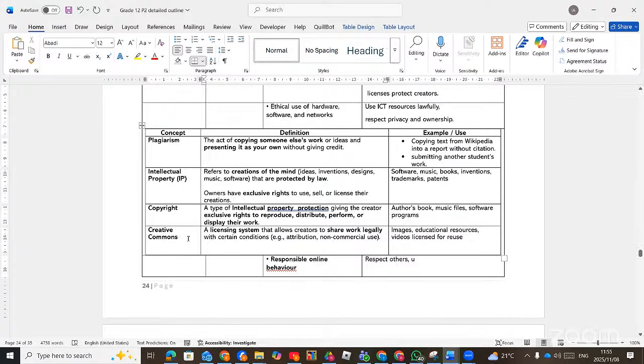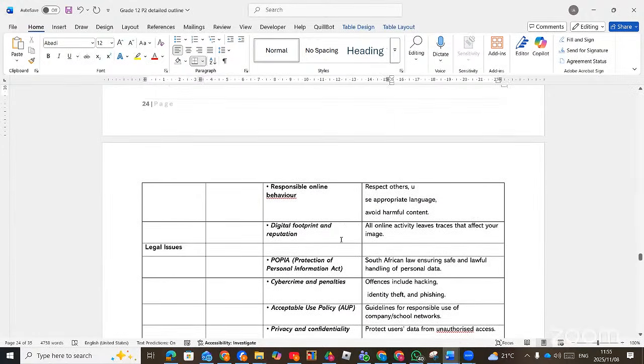And then Creative Commons, which is a license system that allows the creator to share work legally, with or without certain conditions. Like for instance, when I have my book and then I share it, then I say, okay, when you are using it, do not make more copies or this or that. Those are the Creative Commons licenses that people must respect also.